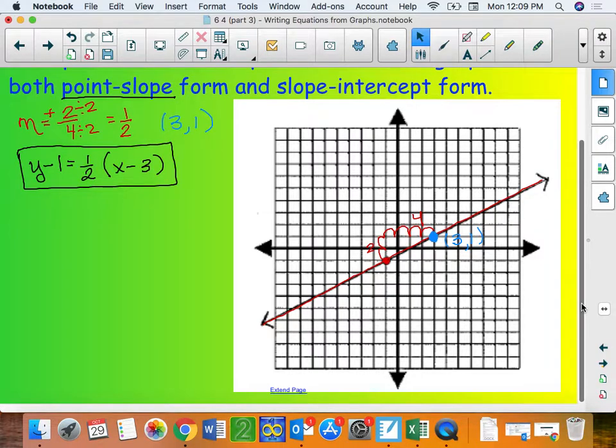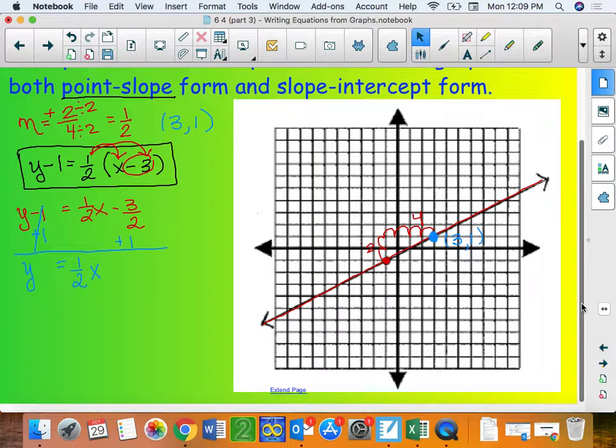Now I'm going to put it in slope intercept form, so I'm going to solve for y. So I'm going to distribute 1/2 times x is 1/2x, and 1/2 times, that's a negative 3, would be negative 3/2 equals, and then I'm going to bring down this y minus 1. Final step in solving for y, getting it by itself, is to add 1 on both sides. So I bring down my y, minus 1 plus 1 cancels, equals 1/2x.